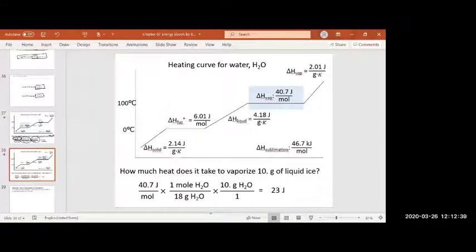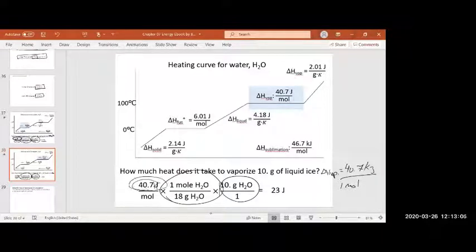Look at this question. How much heat does it take to vaporize 10 grams of liquid water? Delta H vaporization will equal 40.7 kilojoule. This is kilojoule, not joule. Kilojoule per each 1 mole. Do the same things. You have mass of the water divided by the molar mass of water. You will get the mole. Then you will multiply by this factor. The heat will go to the top, the mole will go to the bottom, and do the math, and you will get 23 kilojoule. This is kilojoule, not joule.